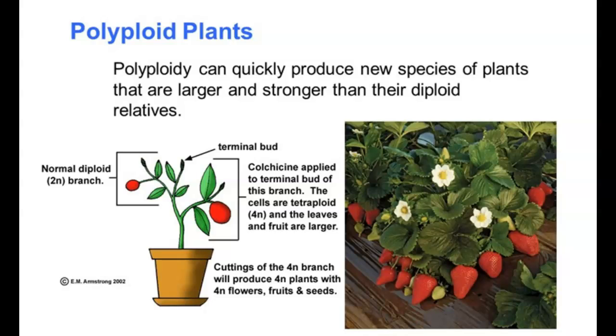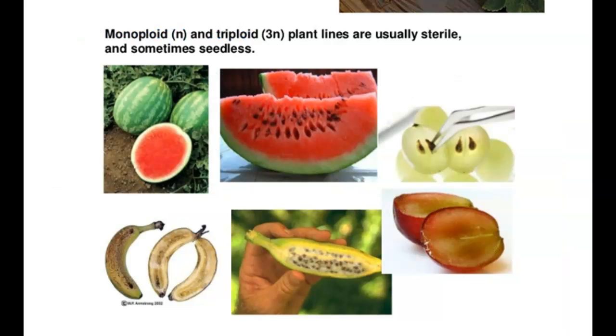The cuttings of the treated branch will produce tetraploid plants with tetraploid flowers, fruits and seeds. Actually, many of the fruit that we see in the stores that are seedless are because of this. Triploid plant lines are usually sterile and sometimes seedless. Look at our seedless watermelon, seedless grapes, seedless bananas. Actually, bananas usually have seeds in them, but because our bananas are triploids, they don't.